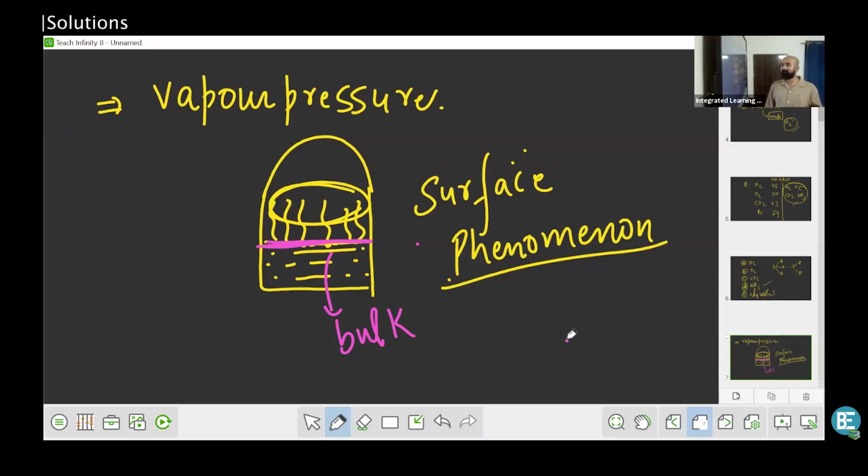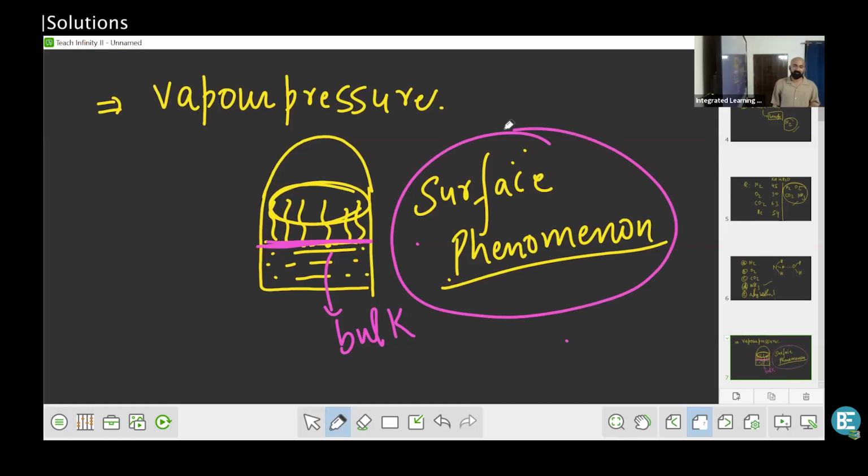Nice. Okay. Now apart from that, you can take an example, say if you put ink in, then it will go all the way inside, so that is also bulk phenomena. So this is a surface phenomena. Now the factors involved in vapor pressure. Factors affecting vapor pressure.